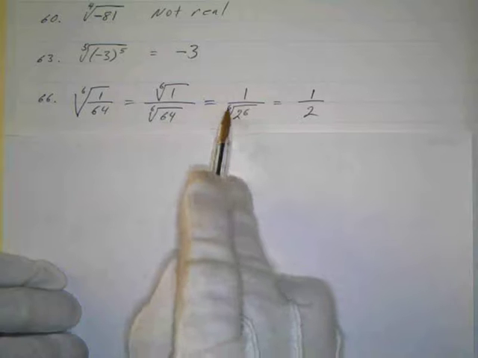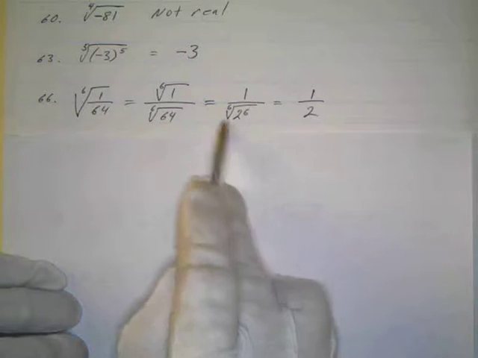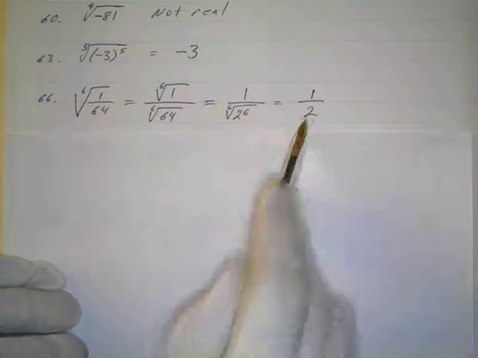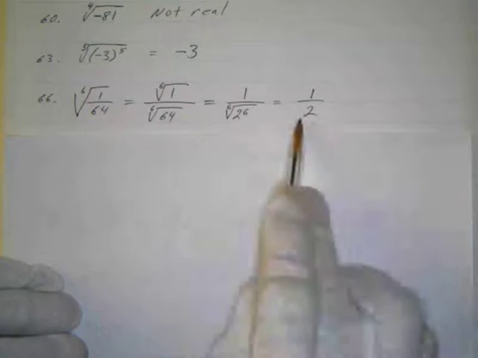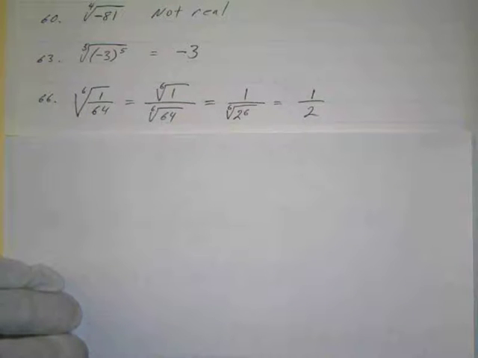And remember, if this is even, we just take the value there. We don't have to worry about the sign. If it's positive, no problem. So the sixth root of 2 to the sixth, or the sixth root of 64, is 2. So that's okay.